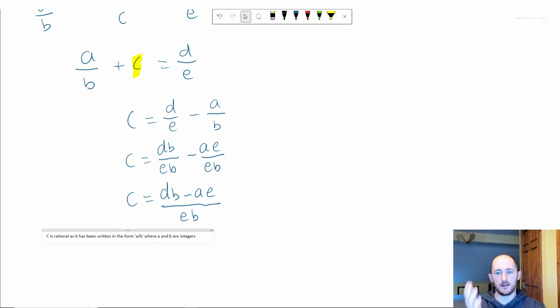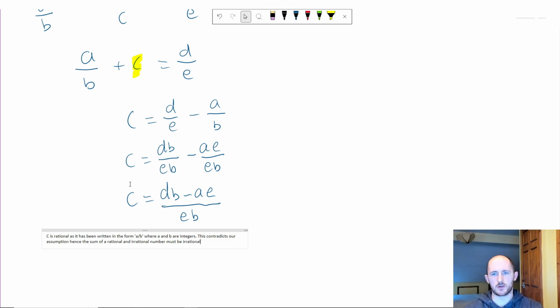Because remember, we said that A, B, D and E are all integers. It's only C that was an irrational number and therefore not an integer. So this is an integer minus an integer, or a rational number minus a rational number, divided by an integer times an irrational number. So it must be a rational number. Therefore, you can say this contradicts our assumption. Hence, the sum of a rational and irrational number must be irrational.